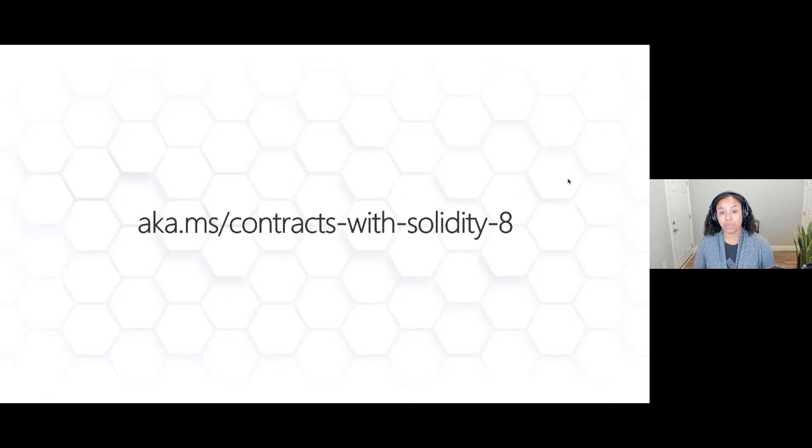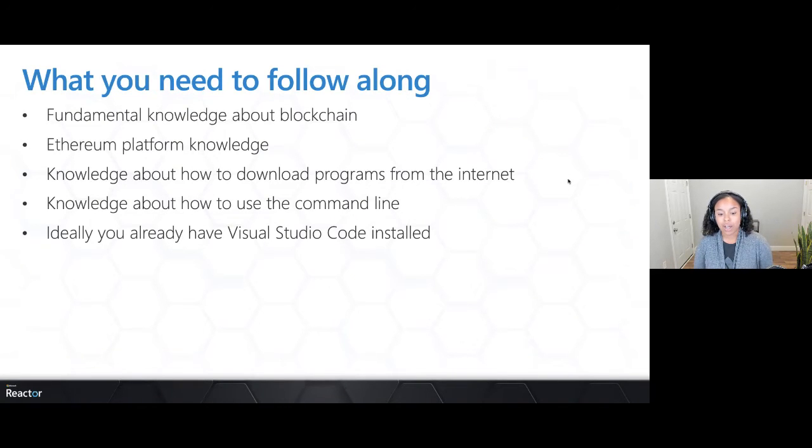What we're going to be doing is focusing on writing smart contracts for a shipping company blockchain. What you need to follow along is some fundamental knowledge about blockchain. You'll see that I'm not going to necessarily get into what blockchain technology is or how it works. Similarly, we're going to be building on the Ethereum platform, so I'm not really going to get into a whole lot of background about that. It's assumed knowledge.